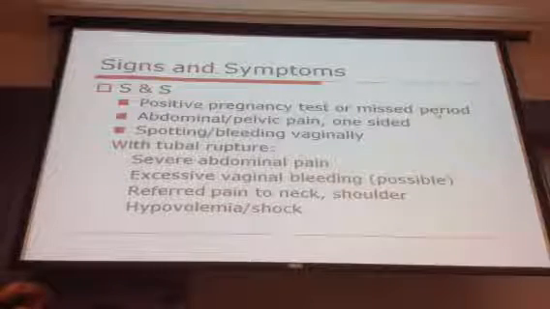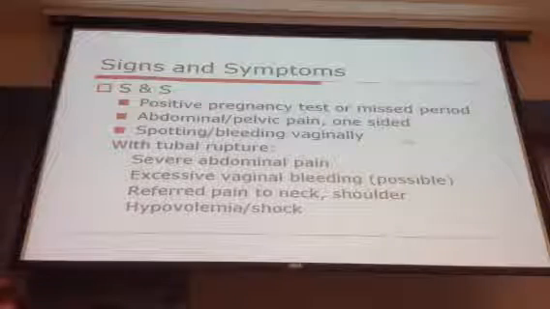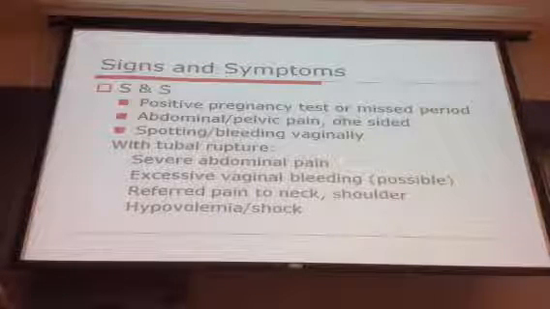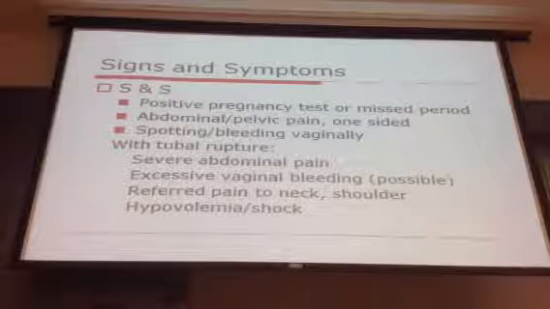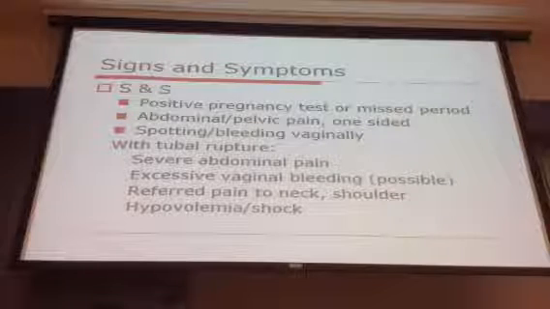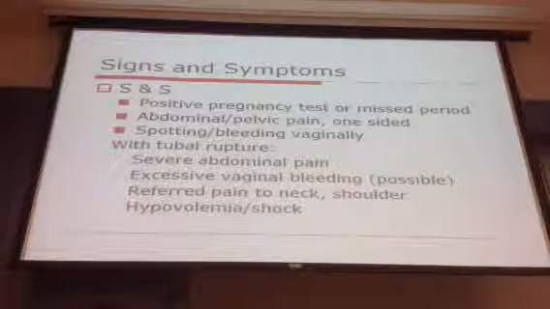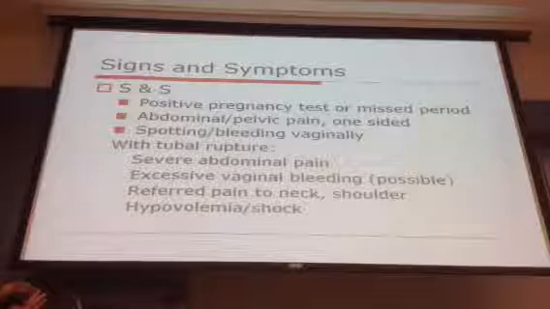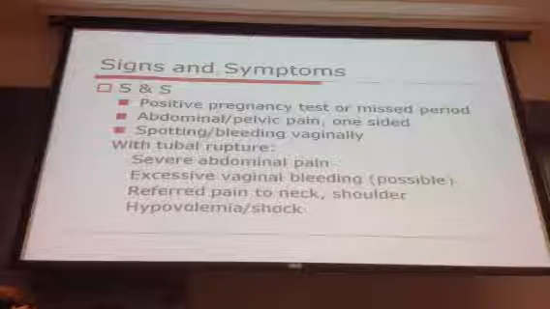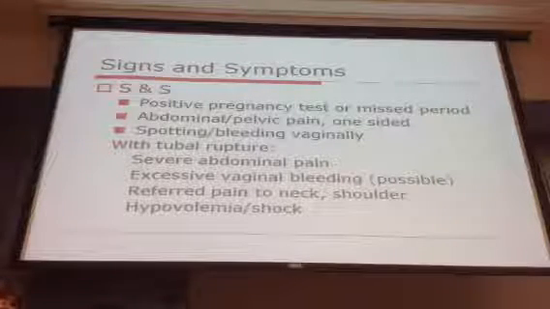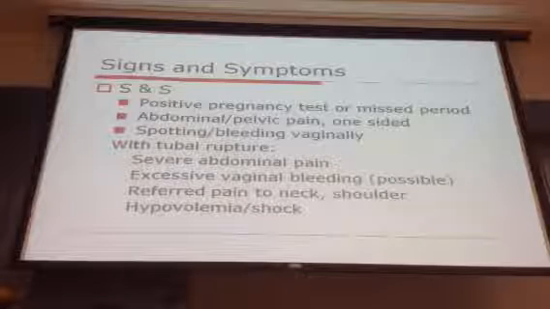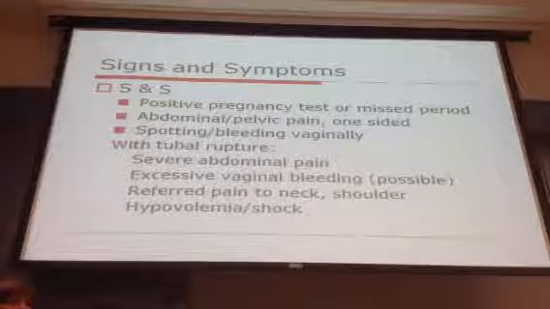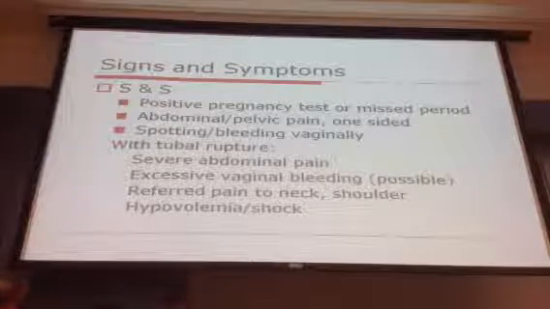These women are going to have a positive pregnancy test. They're going to usually have one-sided pain, and as I said, they may have spotting and vaginal bleeding. That's as long as the pregnancy is still in the tube, okay? What happens with tubal rupture is that the tube just cannot stretch anymore to hold this developing pregnancy. Think about how little the tube is. It's smaller than a pencil. Now we have this conceptus stretching its boundaries, and eventually it's going to rupture. And when it ruptures, everything's going to start to bleed.